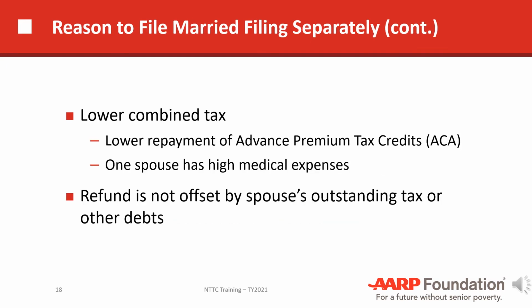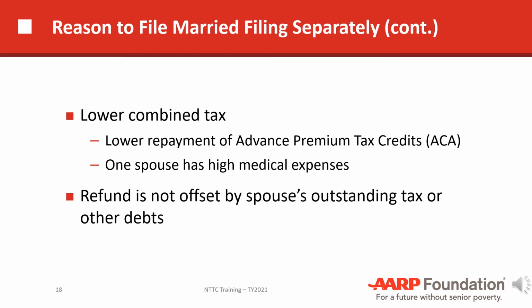A couple of other reasons why a married couple might want to file separately. Sometimes you will find that the married couple actually has a lower combined tax when they file separately. It doesn't happen often, but it does sometimes happen. So especially if they have health insurance through the ACA, which is often called Obamacare as well, they may have a lower repayment of the advanced premium tax credits that they received for their health insurance. So they may have to pay back less if they file separately.